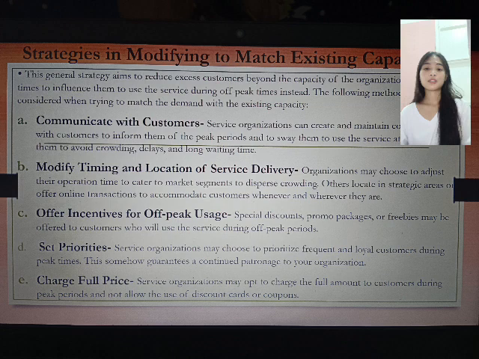Then the third one is offer incentives for off-peak usage. Special discounts, promo packages, or freebies may be offered to customers who will use the service during off-peak periods. So, offer incentives.